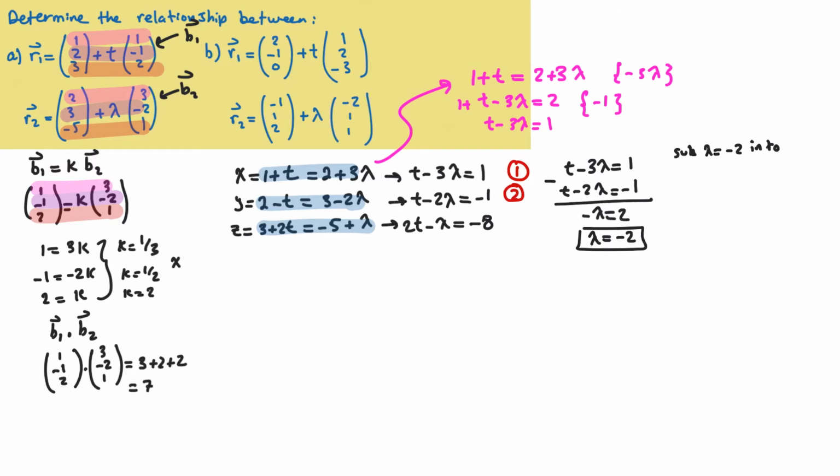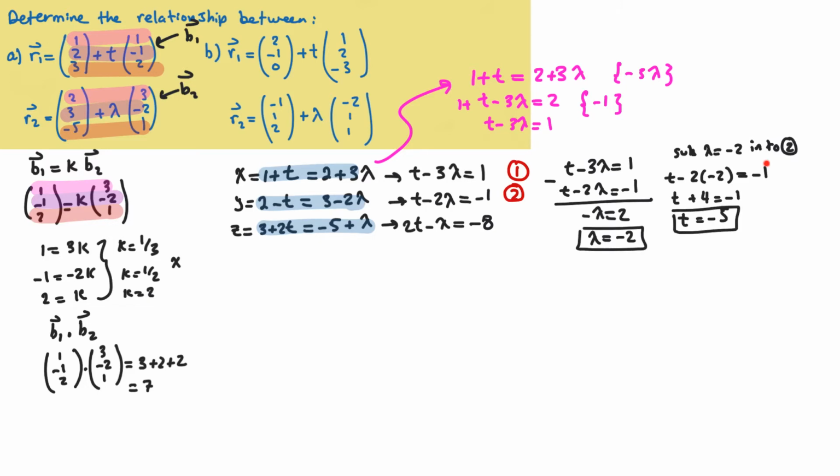I can use that, so sub lambda equal to negative 2 into, it doesn't really make a difference, let's put it into equation 2. So I will have t minus 2 times negative 2 is equal to negative 1. That's t, negative 2 times negative 2 is positive 4, is equal to negative 1. Subtract both sides by 4 and we will get negative 5 for my t.